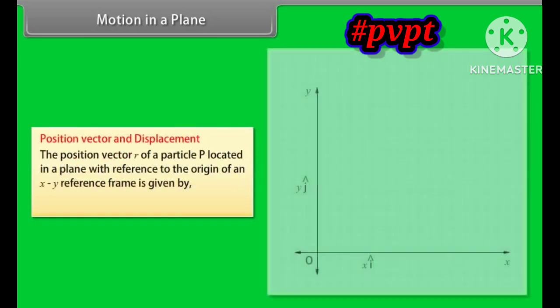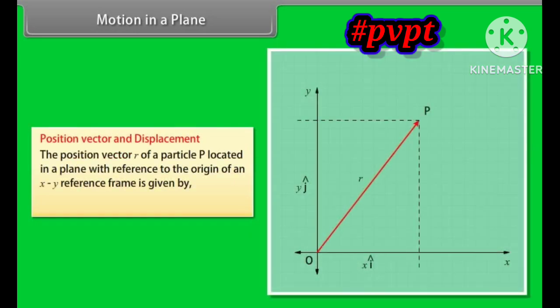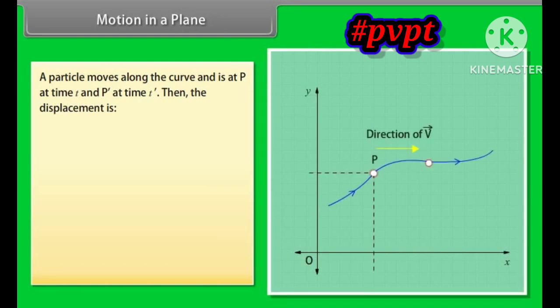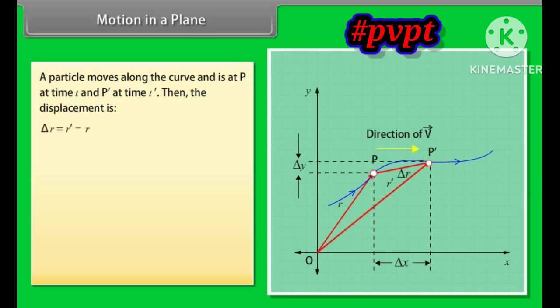Motion in a plane. Let's see motion in two dimensions using vectors, position vector and displacement. The position vector r of a particle P located in a plane with reference to the origin of an XY reference frame is given by r = xi + yj. A particle moves along the curve and is at P at time t and P' at time t'. Then the displacement is Δr = r' − r. By putting values, we get Δr = iΔx + jΔy.